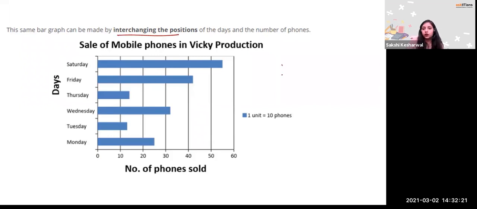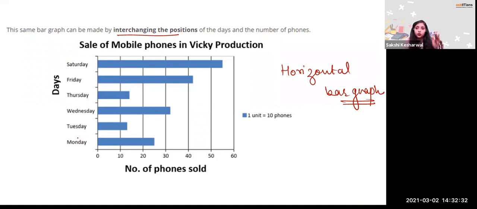So this one is known as what, beta? The horizontal bar graph, right? Now just see this. In a horizontal bar graph, you have just interchanged the position. You might say, ma'am, why do we always put the number of days on the horizontal line and the number of phones on the vertical line? You can just do the same, flip it, right? Flip the same thing. So you can put the days on the vertical line and the number of phones on the horizontal, and follow the same process. You will get the same thing, right?